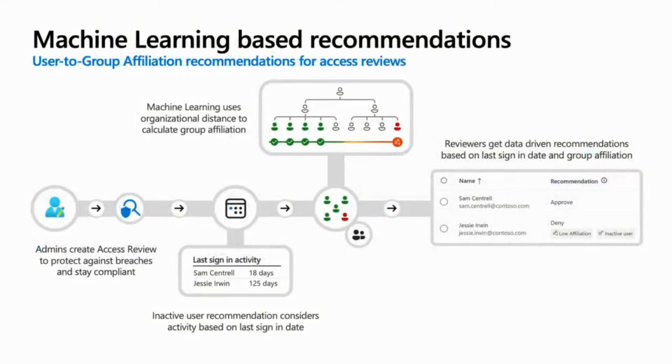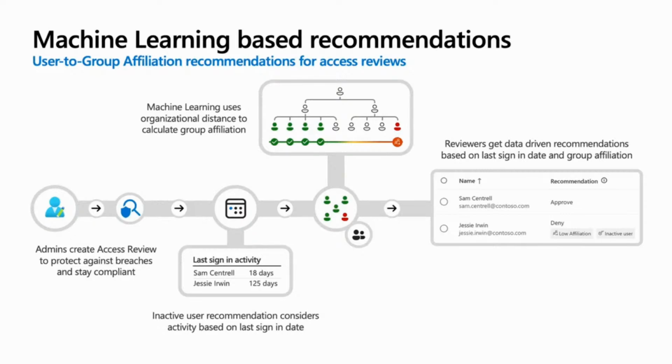We also introduced machine learning into the solution. In access reviews, which is the module to do recertification, we provide recommendations to the reviewer so that reviewers can make a better decision to decide if they need to approve access or deny access. So we added a machine learning feature in there, which is called user to group affiliation.